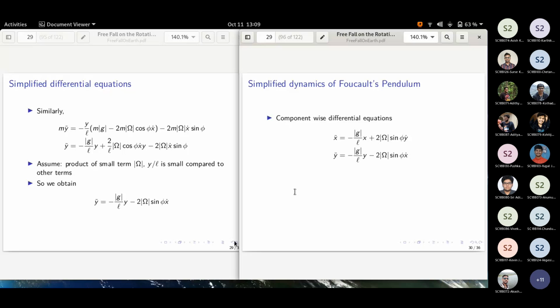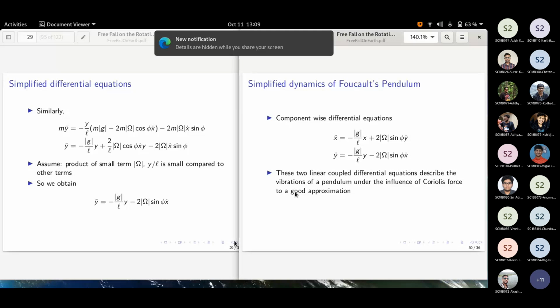Yeah, because from here we have a times minus ax plus by dot, minus something cy plus dy dot, something like that. And then do you also recognize it's a second order equation now? And how do you solve this? These are two linear coupled differential equations, which are going to describe the oscillations of this pendulum under the influence of Coriolis force with a reasonable amount of approximation.